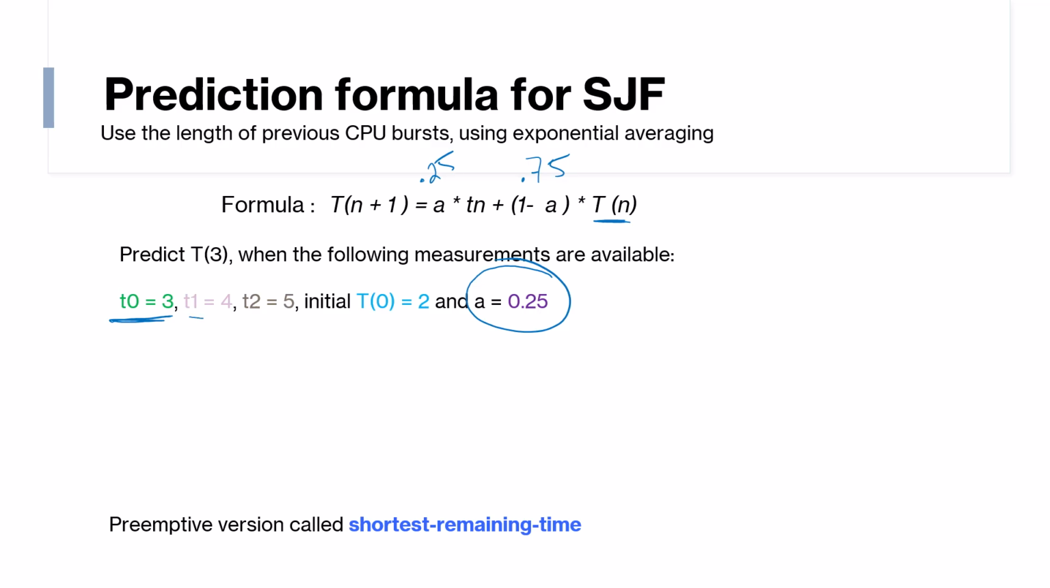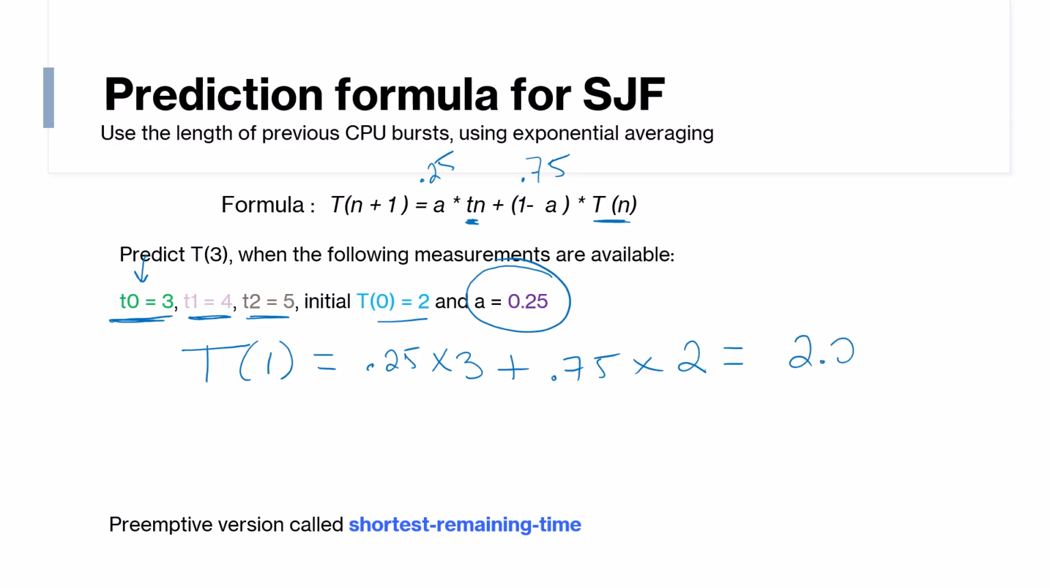So you have to be given the bursts in order to do the calculation, because these are actual bursts, and you have to be given T of 0. So in order to calculate it, you just plug in. So you would first calculate T of 1, which would equal 0.25 times this burst right here, which is 3, plus 0.75 times T of 0, which is 2. And that would give you 2.25. Hopefully I have done the math right.